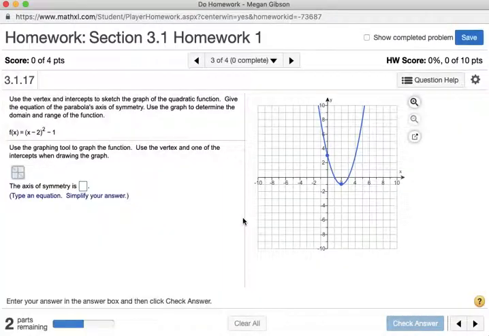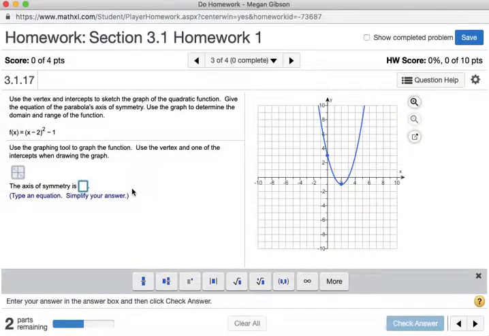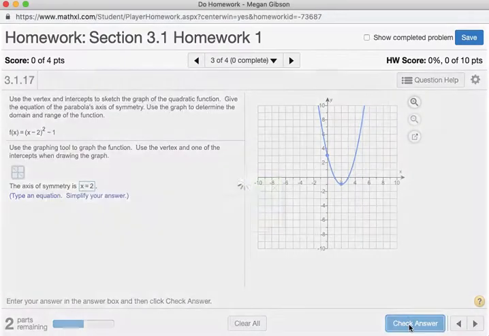So it's pretty easy. Once you have the parabola graphed, then it brings up the other questions about the axis of symmetry, the domain, and the range. So axis of symmetry says type an equation. Always pay attention to the blue text that comes with the problem, because that's giving you instructions on how to enter your answer, and that can make a difference in whether it gives you the correct answer or not. So x equals 2 is my axis of symmetry, because 2 is the x coordinate of my vertex.